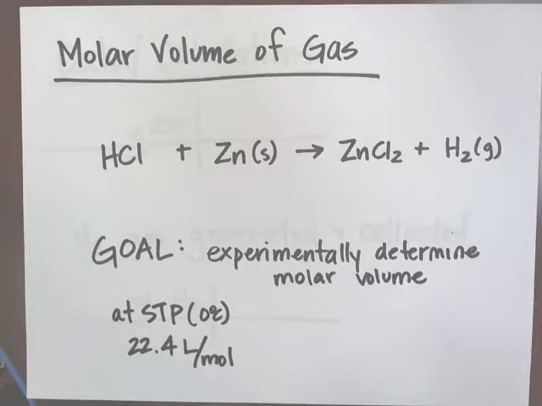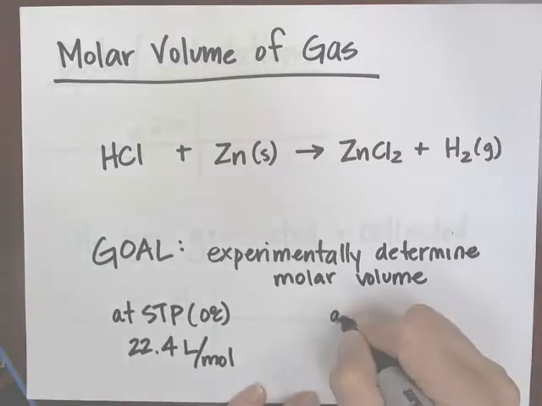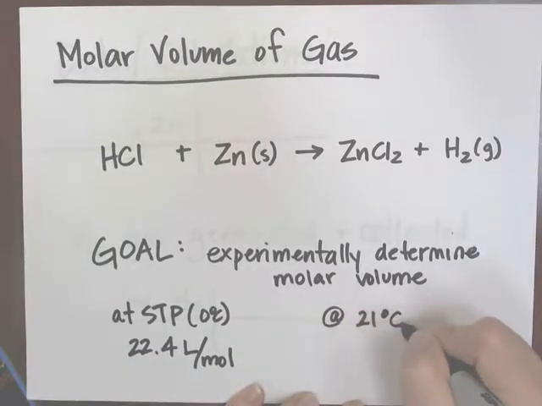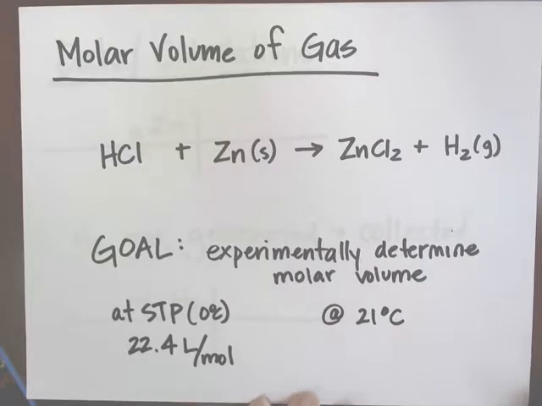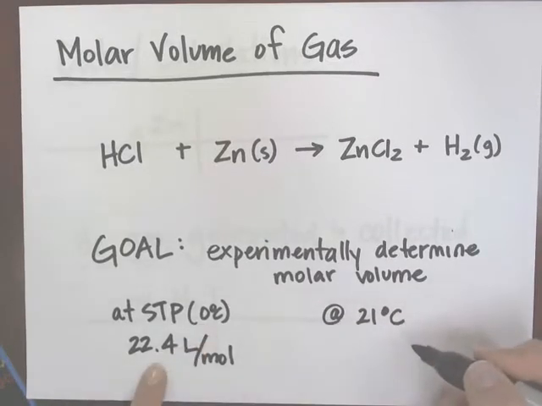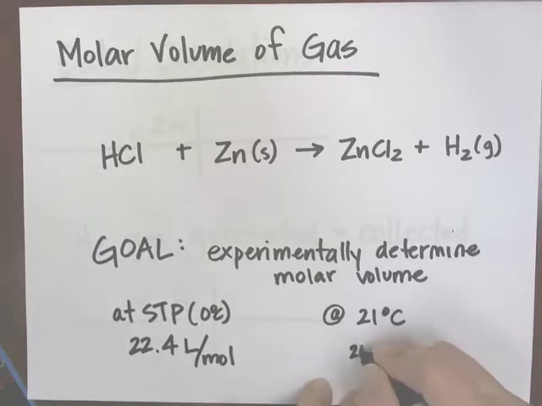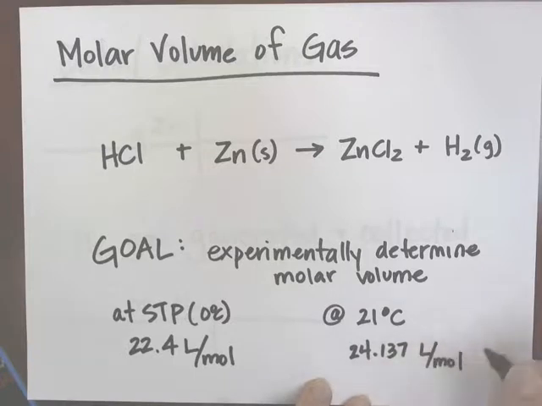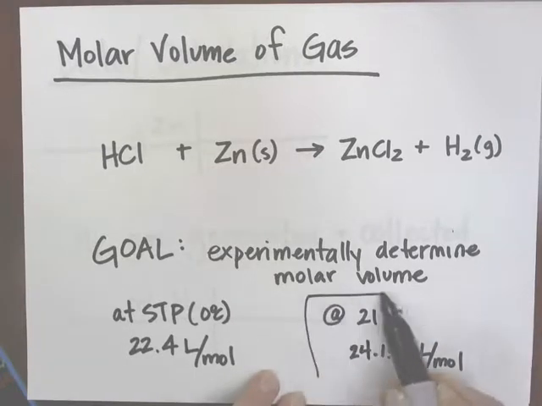The laboratory in Late Night Labs is actually 21 degrees Celsius, and if you read the background, we know that we're at a higher temperature, and at this higher temperature the expected molar volume is 24.137 liters per mole. I think this information is given in the background.